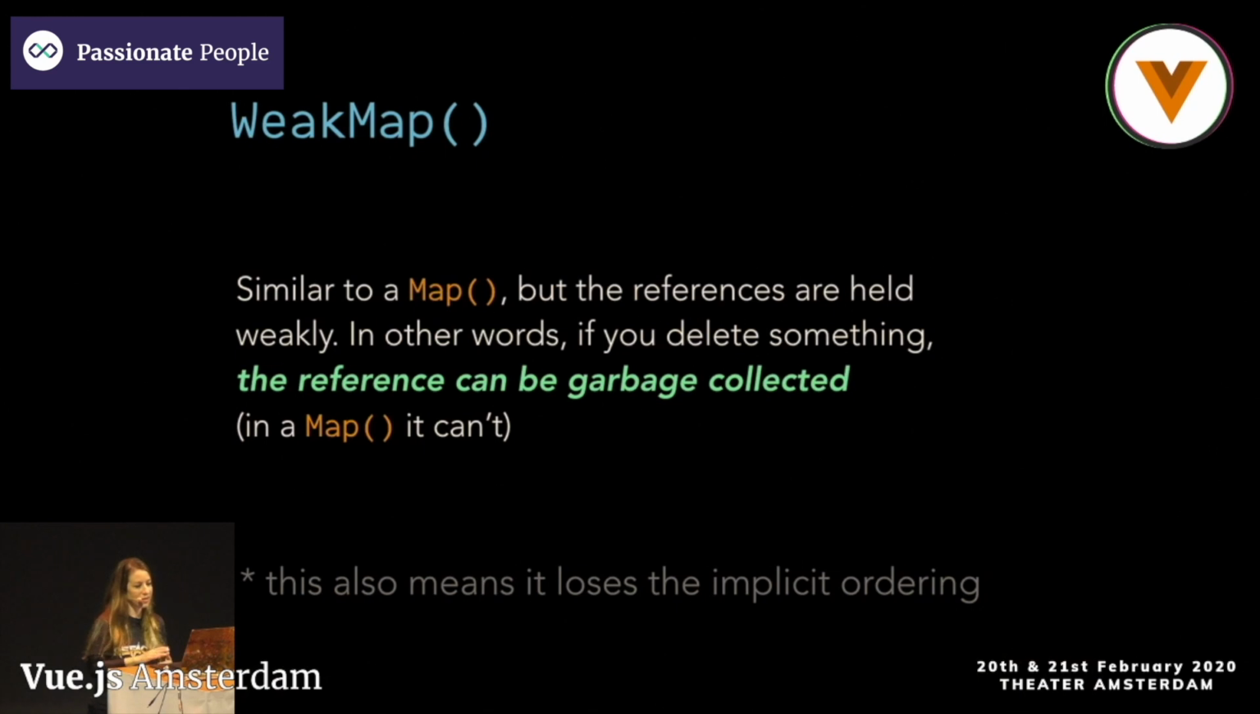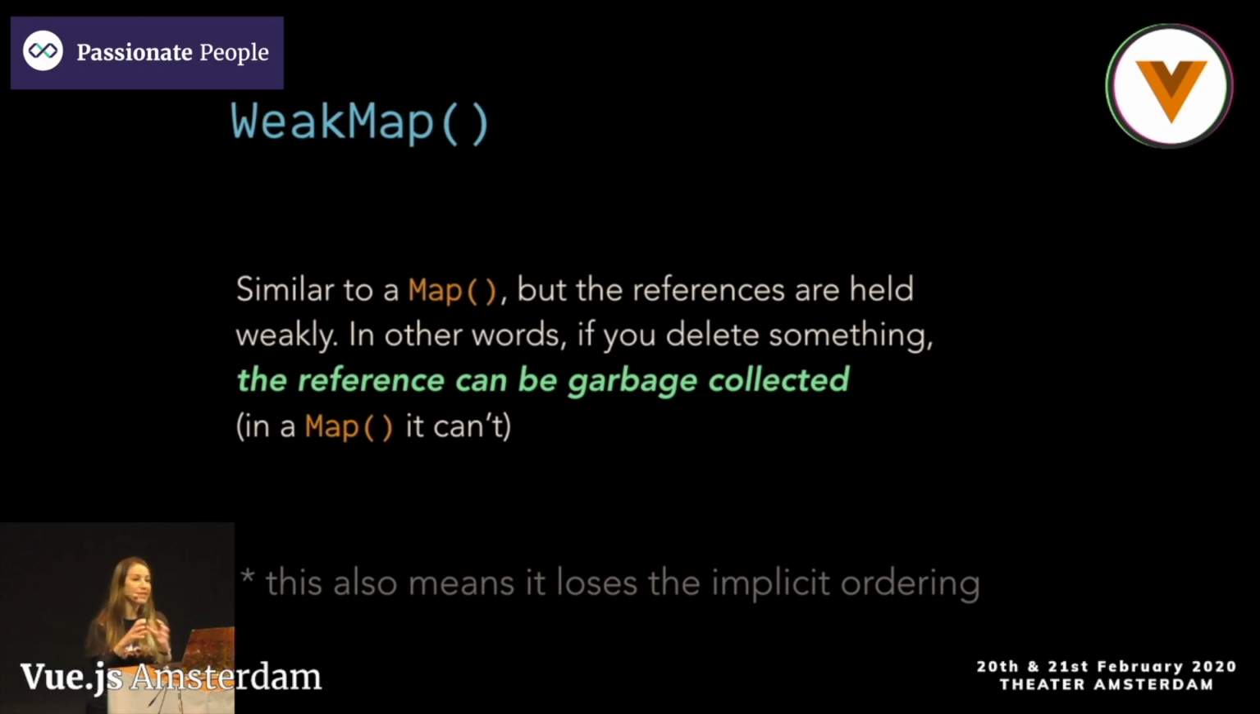Great. A weak map. It's similar to a map, but the references are held weakly. And what I mean by that is if you delete something, the reference can be garbage collected. In a map, it can't. But that also means it loses some things that map has. So it loses the implicit ordering. It loses those nice methods like has and size and things like that.